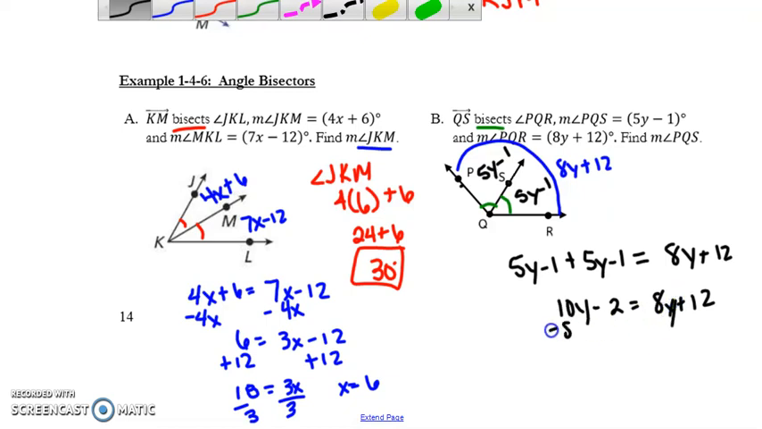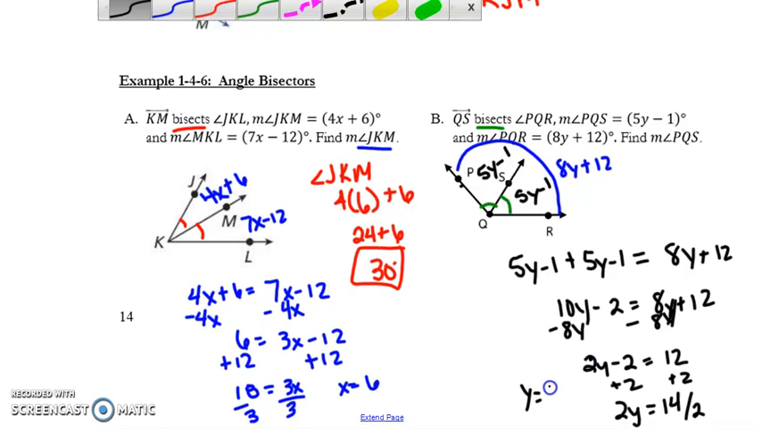And then we're going to subtract 8y. So we get 2y minus 2 is equal to 12. Add 2, and 2y is equal to 14, which when we divide by 2, we get y is 7. But that's not what they want. They want us to find PQS. So we're going to plug it back in for PQS, which is 5 times 7 minus 1, which ends up giving us 35 minus 1, or 34 degrees.